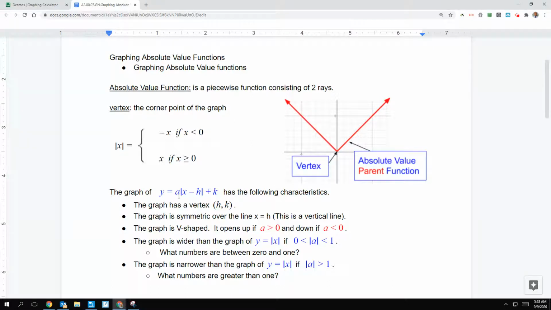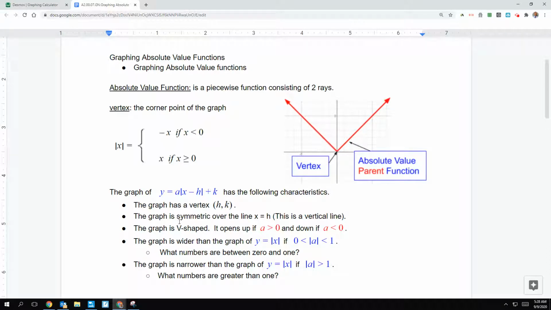The graph of y equals a multiplied by the absolute value of the quantity x minus h, plus k, has the following characteristics. The graph has a vertex of (h, k). So h right here would represent the x value for the vertex, and k represents the y value. So in this case, our parent function has (0, 0).